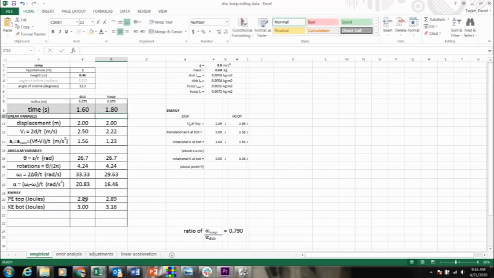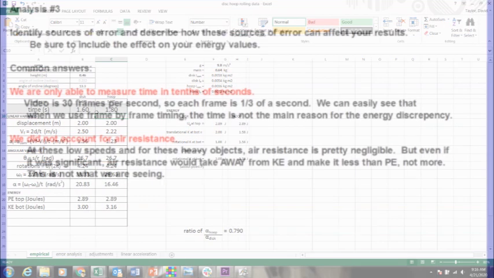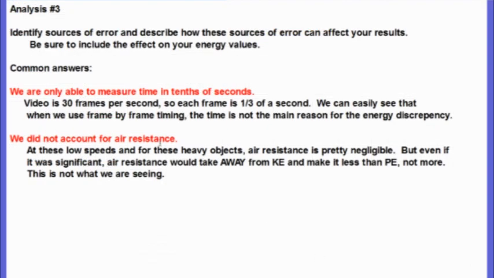And you can see when we do that, it did bring the kinetic energy down a little bit, but it's still a significant difference. And so the time is not really a major source of error when we have the ability to record the time as well as we can with the video. Another common answer I saw was, we did not account for air resistance. Well, let's think about that for a minute.